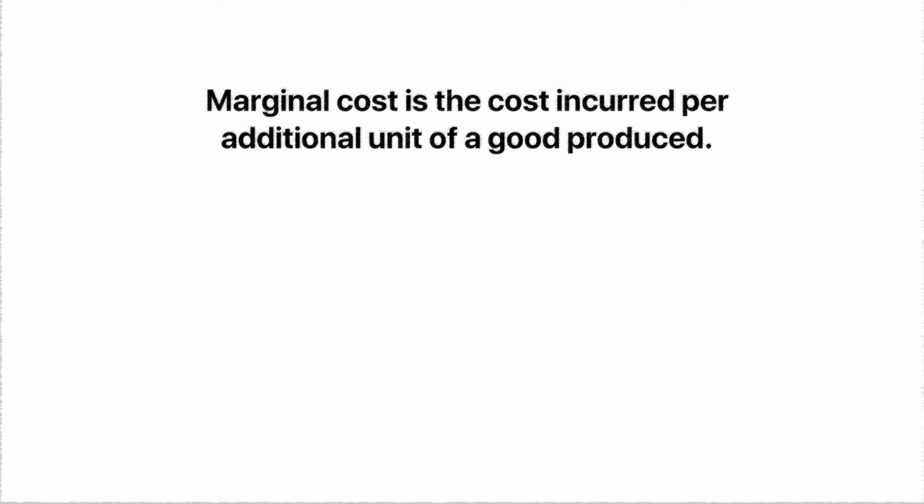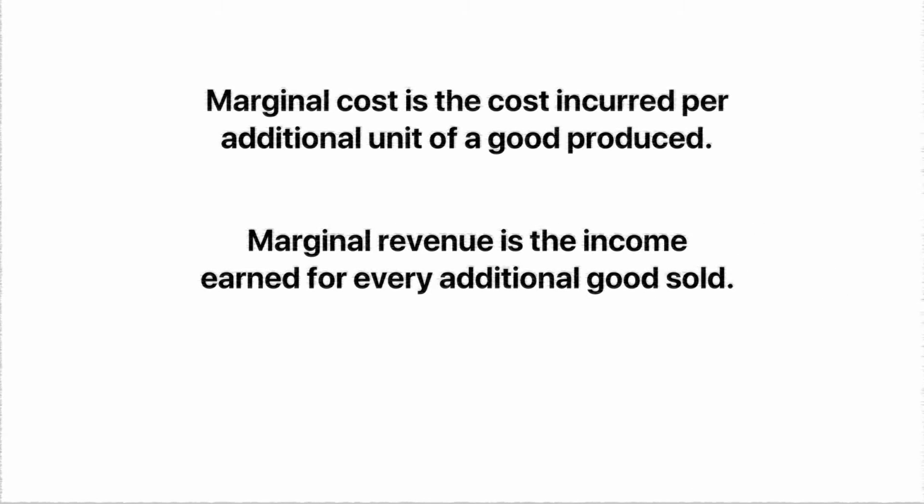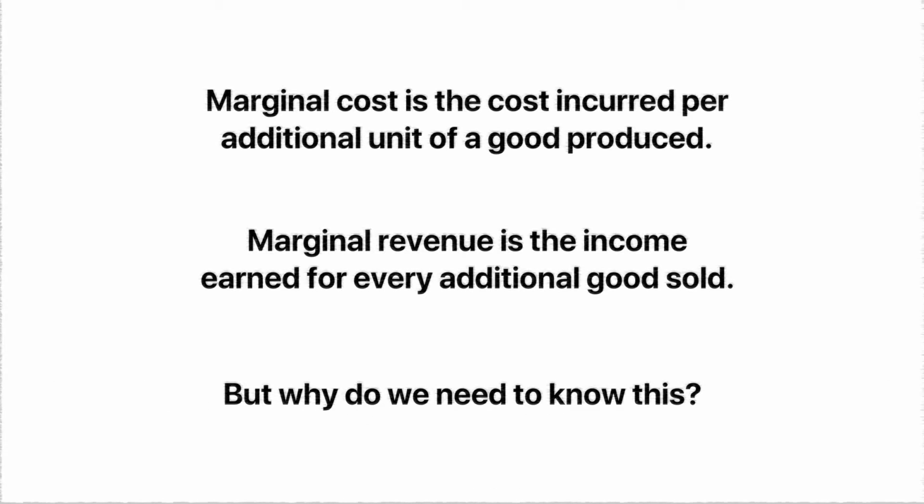Marginal cost is the cost incurred per additional unit of good produced, whereas marginal revenue is the income earned for every additional good sold. Looking at these definitions, we realize that the marginal cost is just the derivative of total cost, as it shows us the change in cost per unit change in quantity. Similarly, marginal revenue will just be the derivative of total revenue. But why do we need to know this?